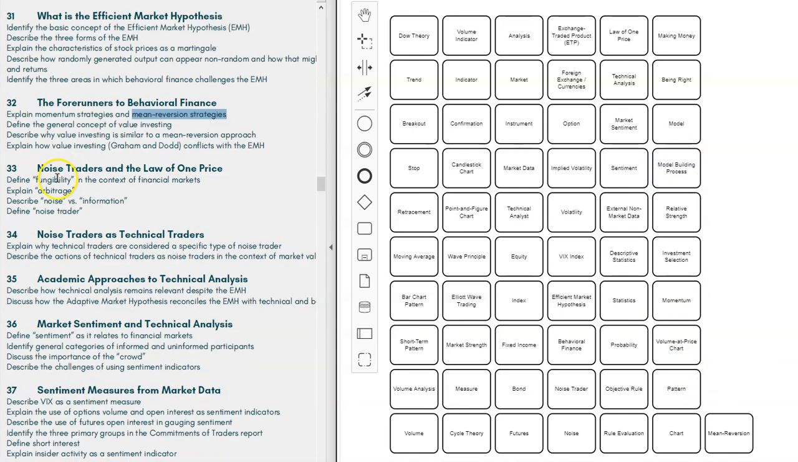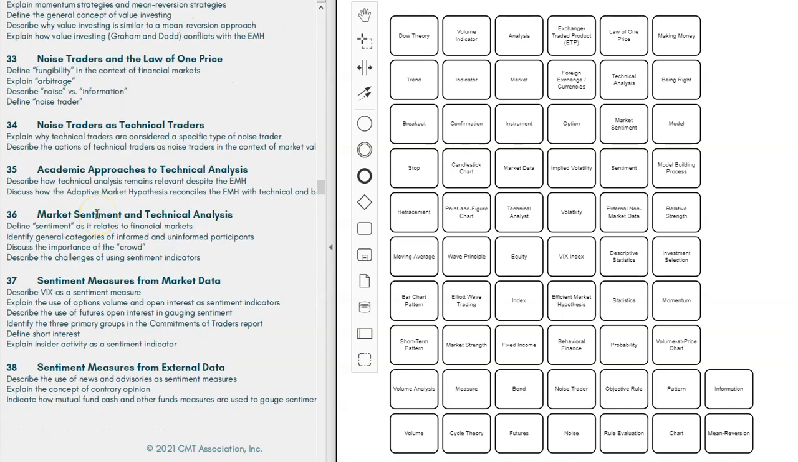You know what? Let's just fill it up. We have fungibility. Graham and Dodd. Noise versus information. You know, we talked about noise. But information would be the opposite of noise. Something that's valuable. Fungibility. Sentiment. You know, fungibility really probably is a pretty good, important concept. Fungibility. Look that one up.